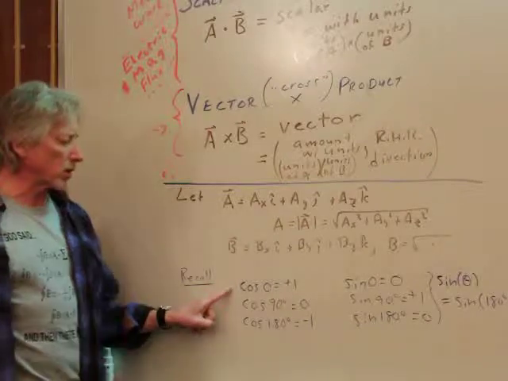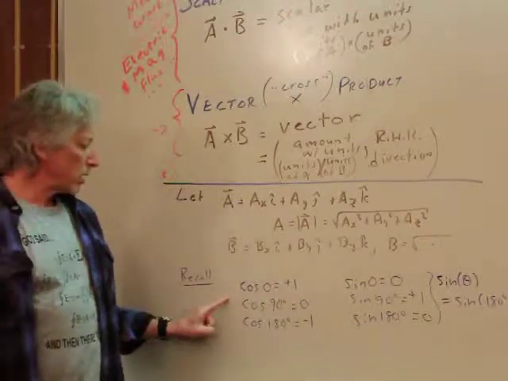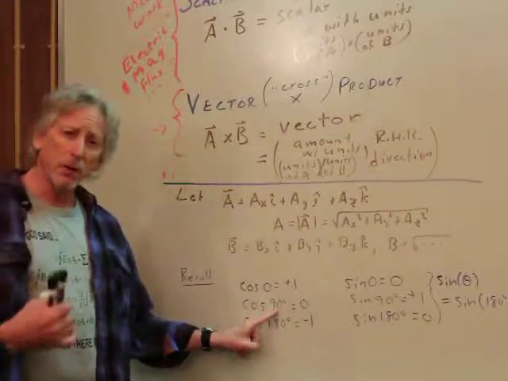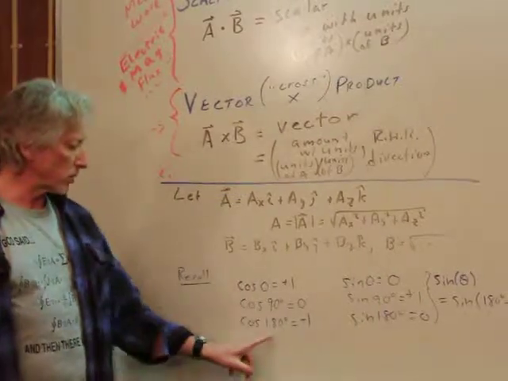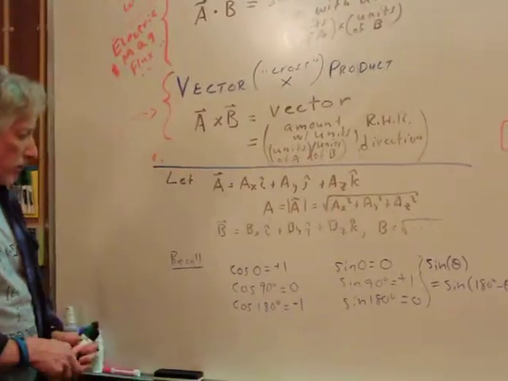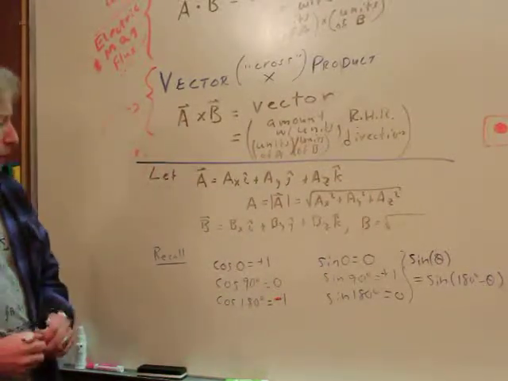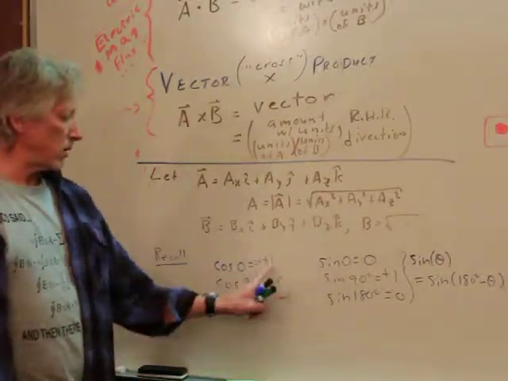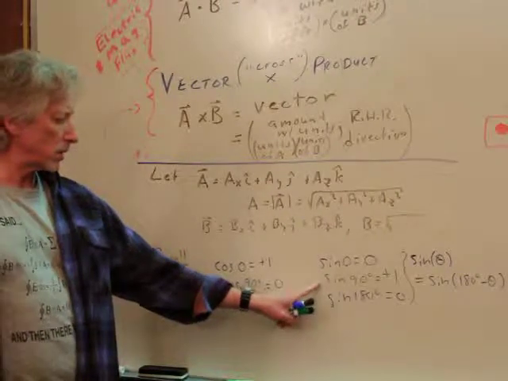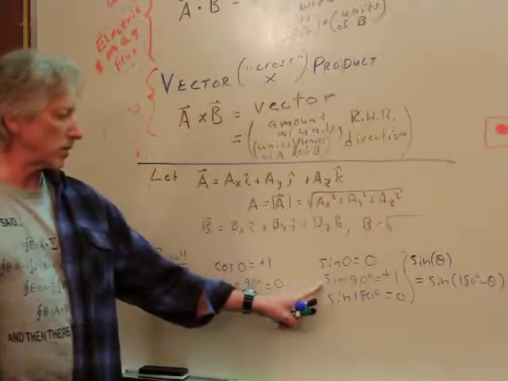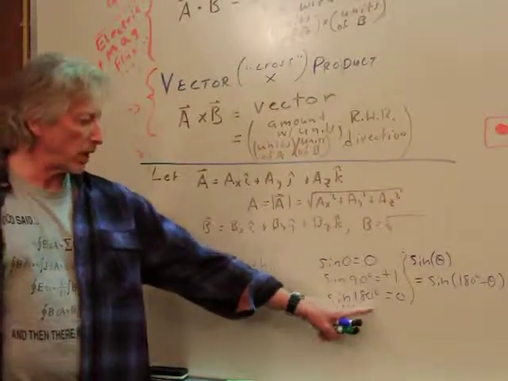Also recall that the cosine of 0 is +1. The cosine of 90 degrees, or pi/2 radians, is 0. Cosine of 180 is negative. This is important. And we'll be here. Second, -1. The sine of 0 is 0. The sine of 90, or pi/2 radians, is +1. And the sine of 180 is back to 0.